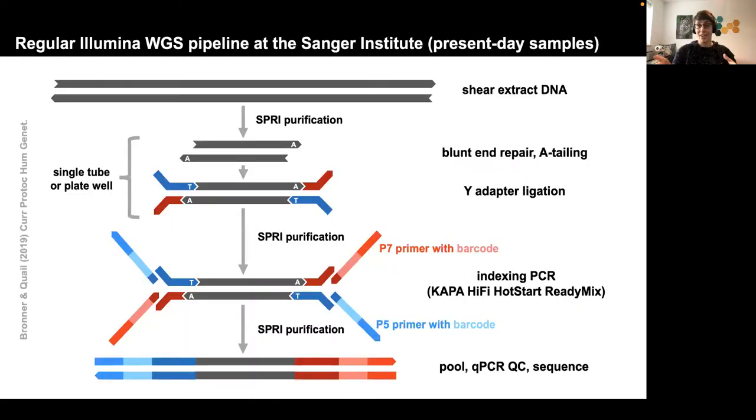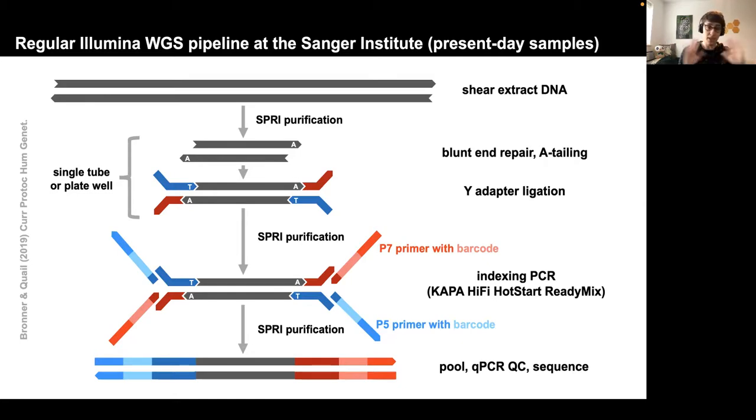But lucky for us, a lot of these optimizations were already done at the Sanger Institute, at the Wellcome Genome Campus, by people from sequencing research and development who have optimized this double-stranded library prep kit to work in plates and to be as automated as possible. It's basically all doable on a robot. So you start with shearing your DNA, because this is, again, a present day DNA protocol.